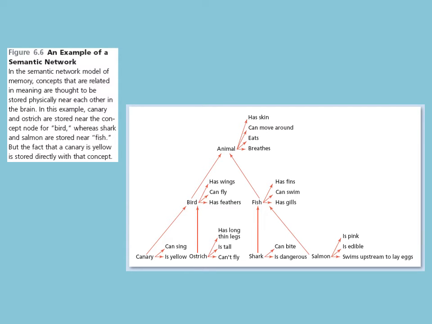Okay, so an example of a semantic network would be your organization of animals. We have all the animals have skin, can move, but then we have birds, and then we have fish, and then under bird we have canaries, ostriches. Under fish we have shark and salmon. It's the breakdown of information into little groups, which makes it easier and more effective to process.